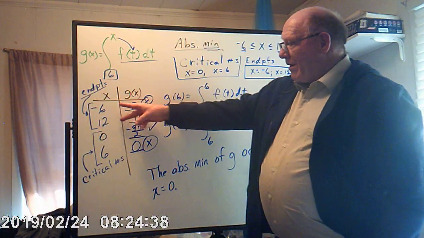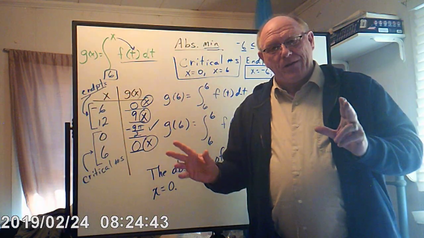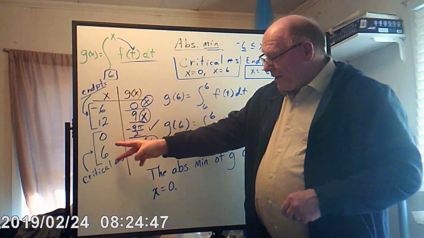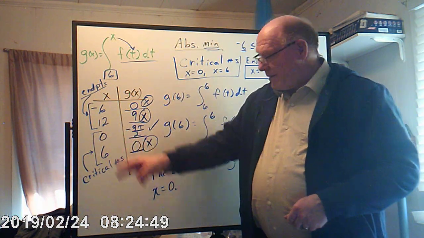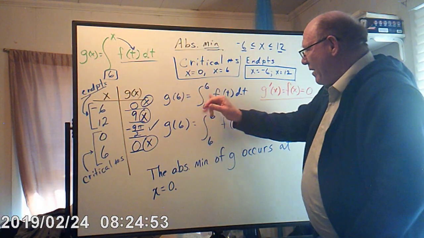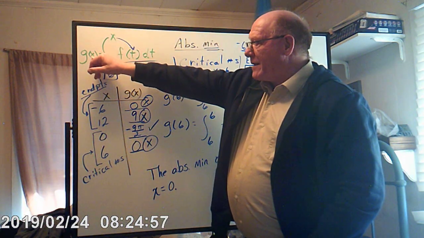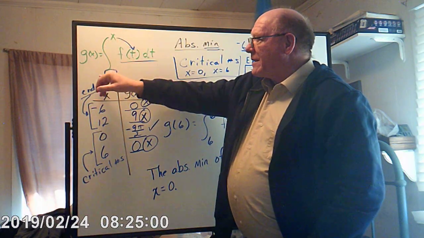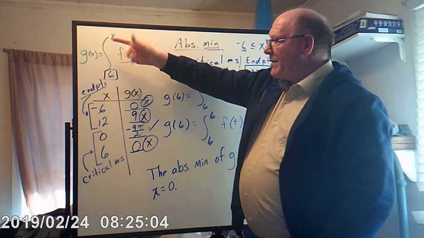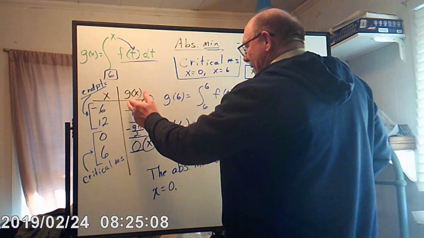And then you already had the endpoints, so you got to use the extreme value theorem right here and the critical numbers here. You happen to have 4 of them. You got to use all 4 of these in this formula right here. Where this x is, plug in -6. And remember, when this number's smaller, you got to put the negative sign out in front. It didn't matter because it was already 0 here.